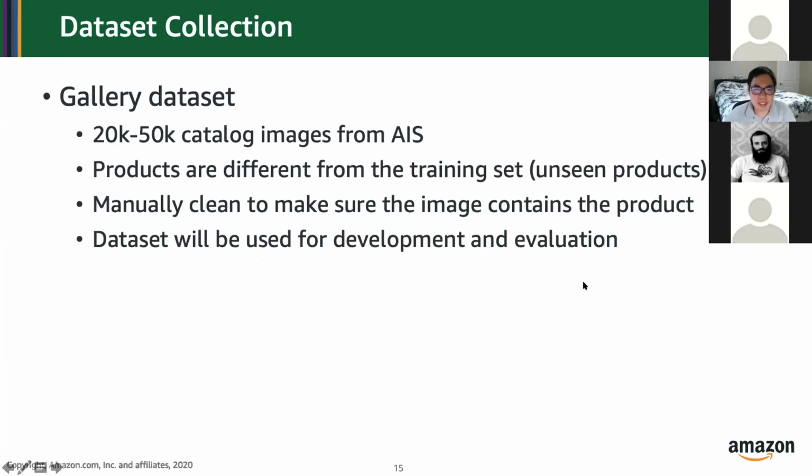The gallery set. We plan to get another 20,000 to 50,000 catalog images from AIS. The products here could be different from the training set, because we want to simulate unseen products. We will manually clean them to make sure the images in this gallery set actually contain the product. This data set will be used for development and also evaluation.